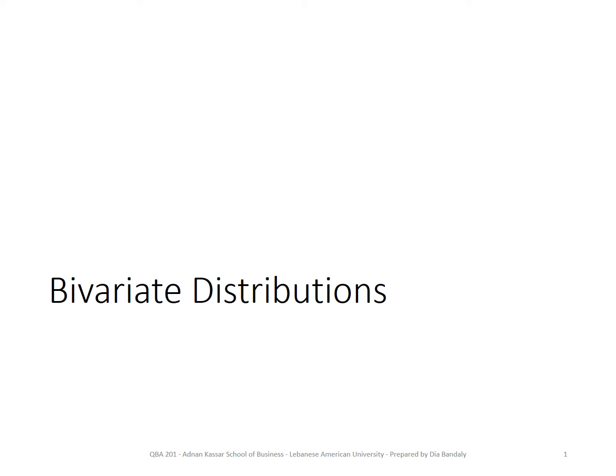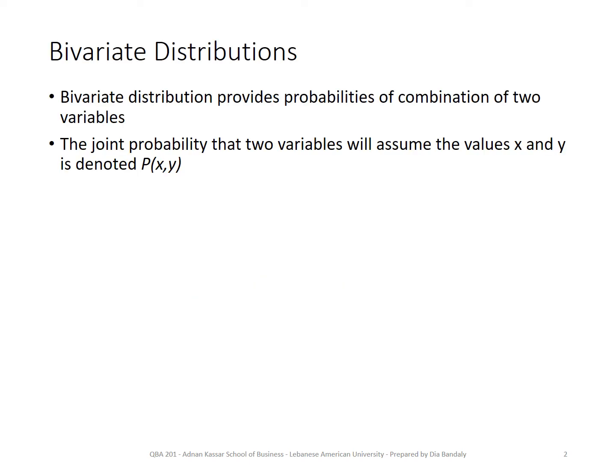Okay, in previous segments, we learned about probability distribution of one variable. All right, what if we are interested in two variables? And we also need to know the likelihood of occurrence of these two variables when they are observed together. Bivariate distributions will explain such phenomena. A bivariate distribution will tell us about the probability of the combination of these two variables that we are interested in.